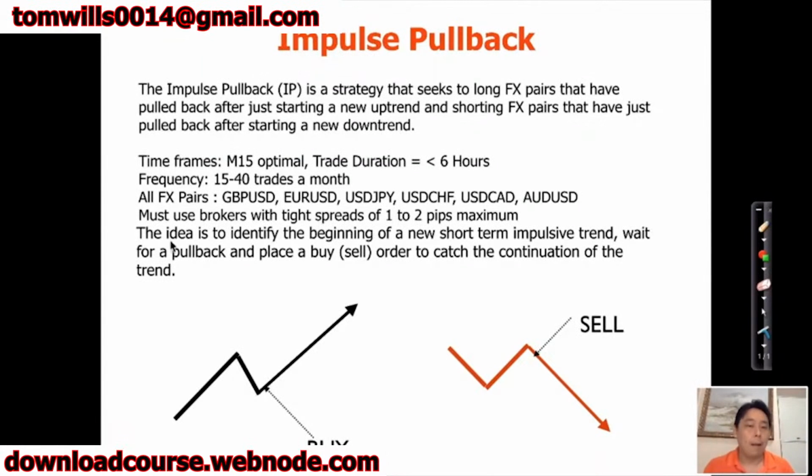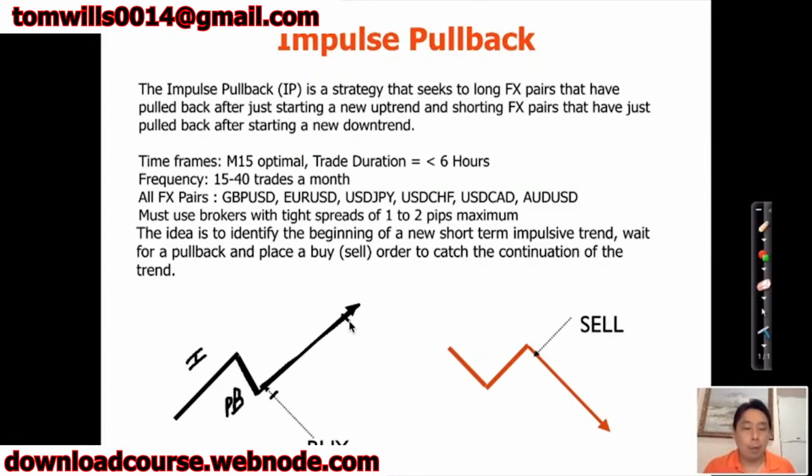So the whole idea of this strategy is to identify the beginning of a new short-term uptrend, a new short-term impulsive trend. So in this case, you're going to identify when a new short-term impulsive trend starts. We call this the impulse wave. The moment we identify that, we wait for a slight pullback, a slight pullback that always happens after a new trend starts. And what we do is then we place a buy order ready to catch the continuation of the trend. So we're going to buy over there and quickly sell there, catching our quick profits.